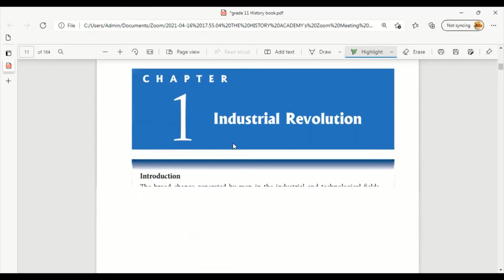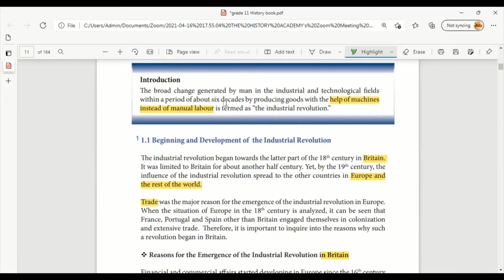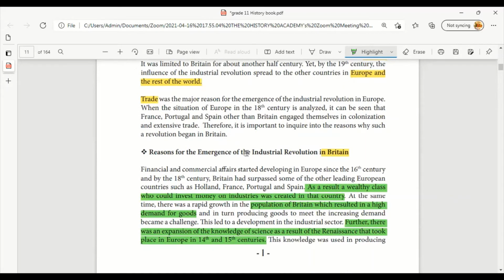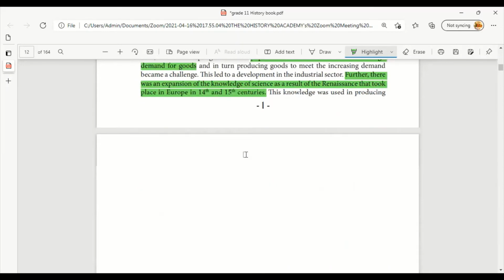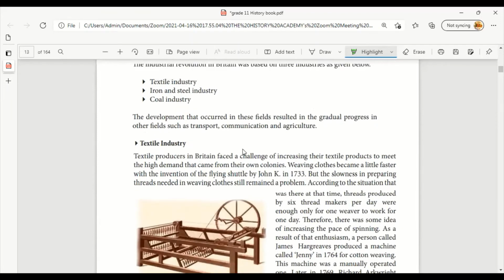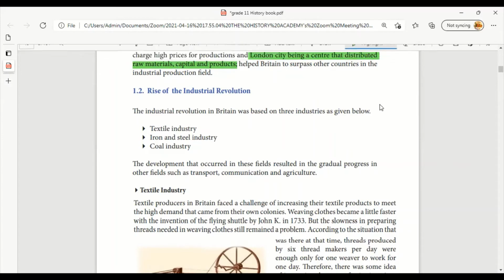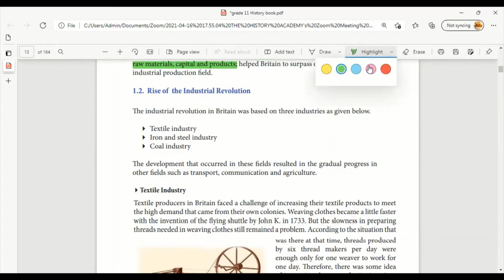So once again, we have studied what is meant by the industrial revolution, its beginning in Britain, and the reasons for the emergence of industrialization in Britain. Now we are going to move to the three main industries in which the industrial revolution spread at the beginning, right? So what are those industries? We are going to learn them one by one.